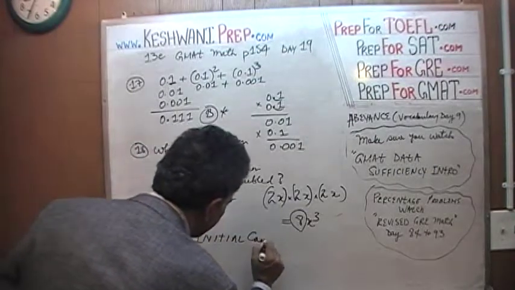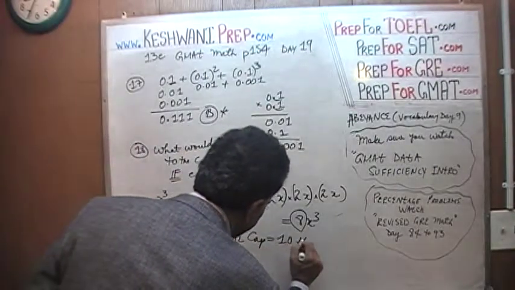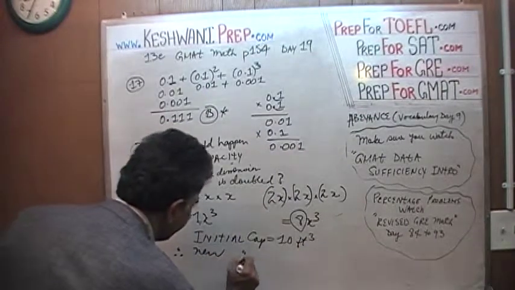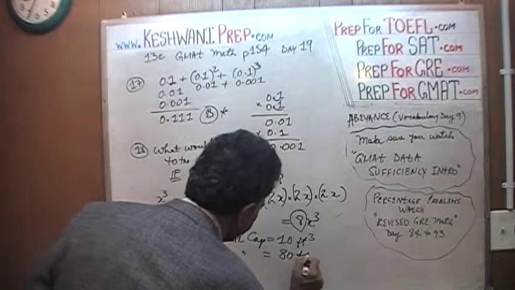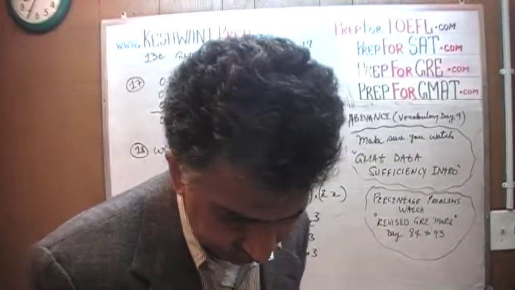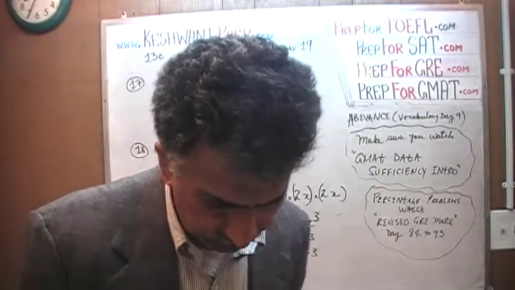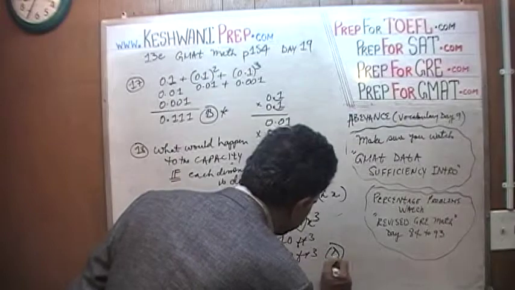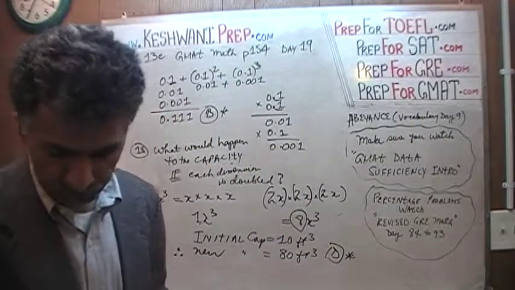Initial capacity, we are told, is 10 cubic feet. Therefore, the new capacity is going to be 80 cubic feet. That's all. It's going to be 8 times as much, not twice as much. It is going to be 8 times as much. And the answer is going to be D. The answer is D. Let's do one more, shall we?